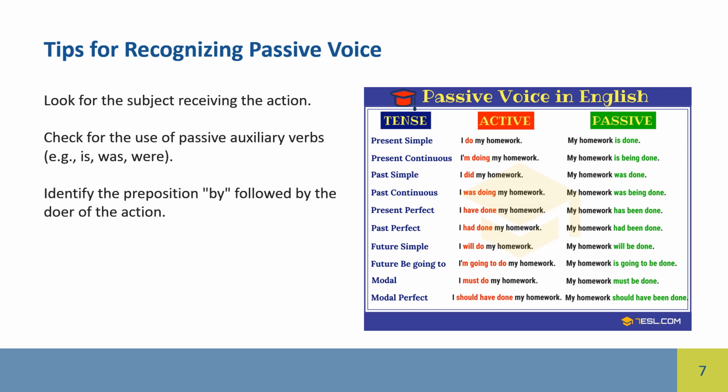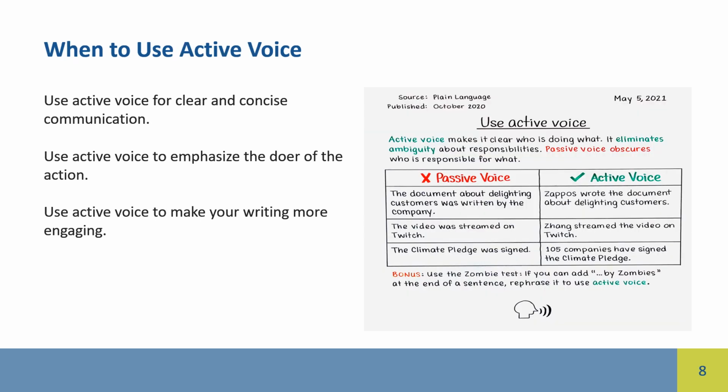Present continuous tense. I am doing my homework. My homework is being done. Present simple tense. I do my homework. My homework is done. And the next one is when to use active voice.